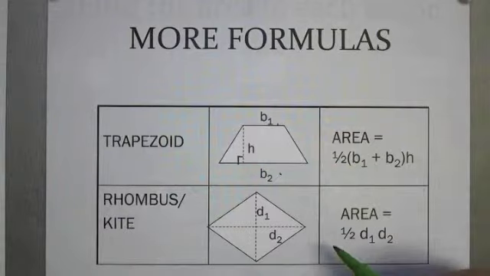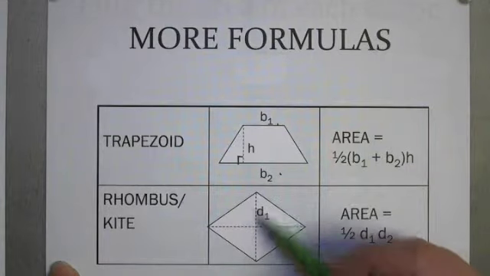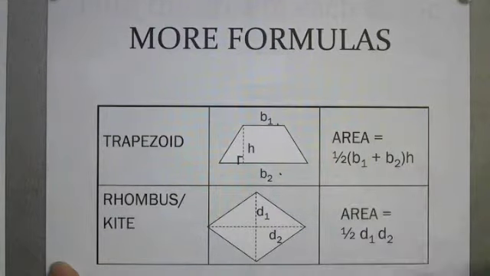For a rhombus and kite, I like that because they both have the same formula. So it's 1/2 d1 times d2. D1 and D2 stand for the diagonals, and that's all the way across, even though it doesn't really look like that in the picture. It's all the way across diagonal 1, all the way across diagonal 2. You multiply those two together and then take half of it. That'll give you the area for either the rhombus or the kite.